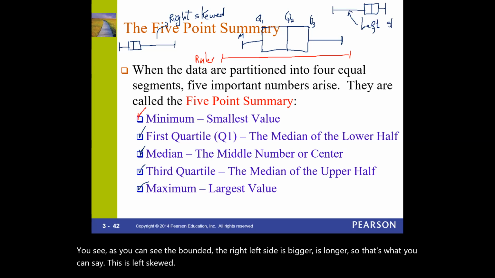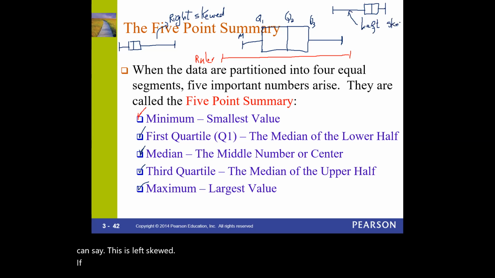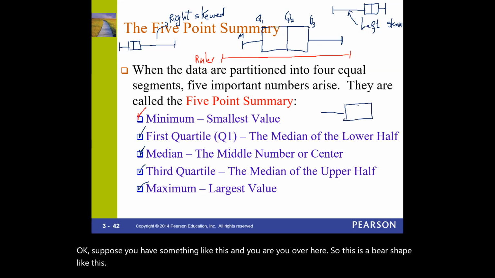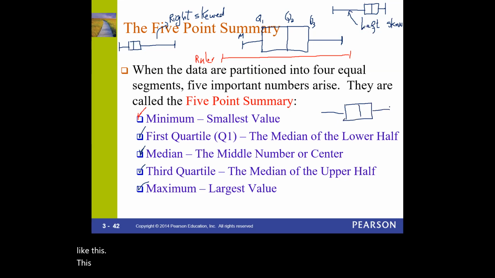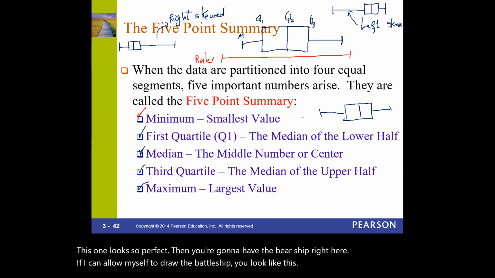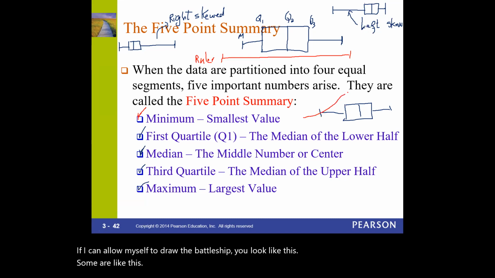If it looks symmetric from one side to the other, then you have a bell shape. Suppose you got something like this. This one looks so perfect, so you have the bell shape right here. If I can allow myself to draw the bell shape, it looks like this. Some are like this. Something like that. Any question about that?